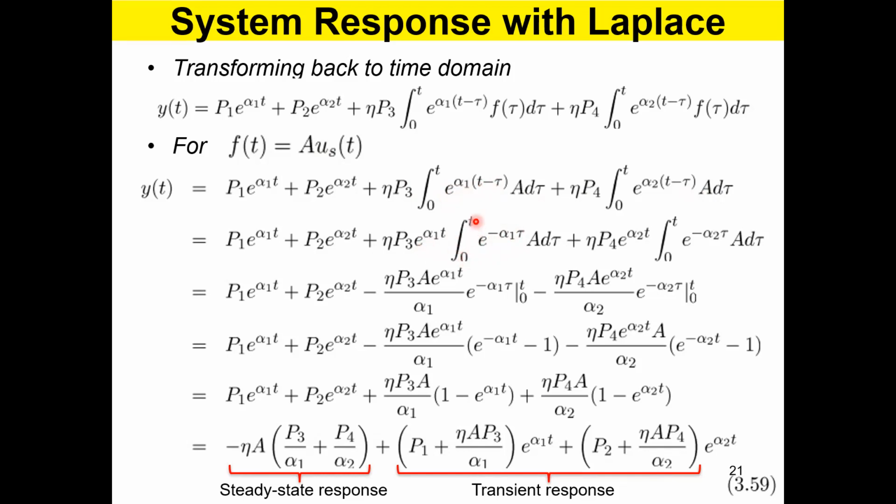t is only in the limit of the integration. It's not the subject variable of the integration. So it is e to the minus alpha 1 tau A d tau. You can take A also out. Same thing over here. So when you do that, A, eta, P3, e to the alpha 1 t are all constants, divided by alpha 1. And then the integration over here is e to the minus alpha 1 tau divided by alpha 1, integrated from 0 to t. Simple integration, and eventually you get to this equation, right?